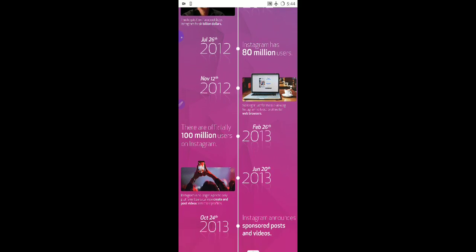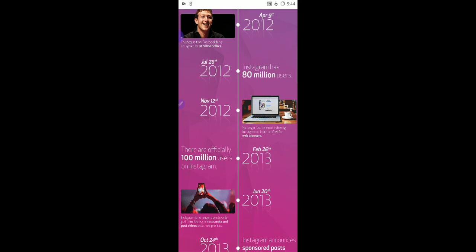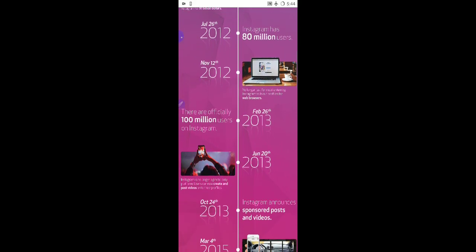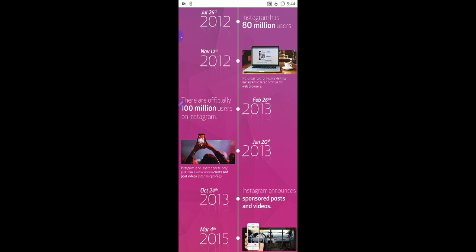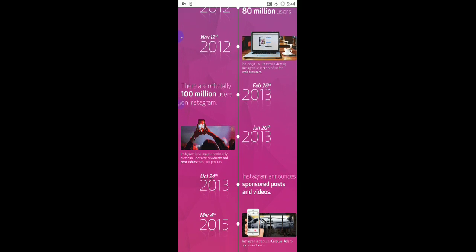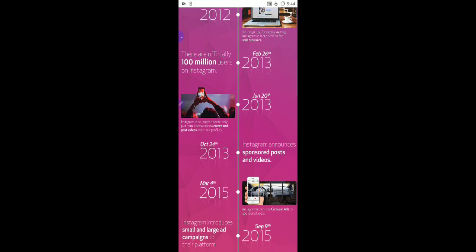On July 26, Instagram had 80 million users, which is a great spike in the growth rate of users using the platform. On November 12th, it launched its platform on web browsers. It was a reverse strategy adopted by Instagram, where they launched initially on mobile devices and later moved to web browsing platforms, seeing the stats of people using social media more on mobile devices and tablets rather than desktops. In 2013 there were about 100 million users.